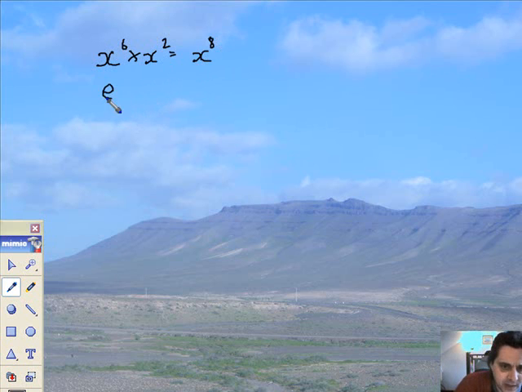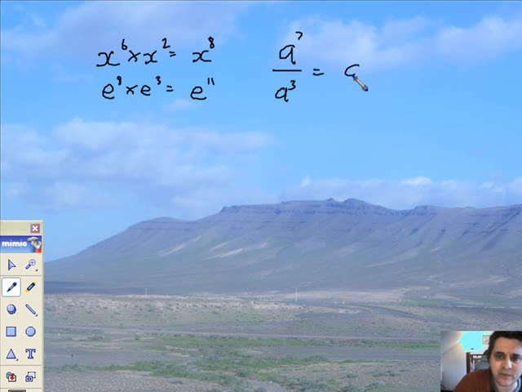Next one, e to the power of 8 times e to the power of 3 makes, well, e to the power of 11. 8 plus 3 is 11. If you divide, apply the same rule as you did with the numbers. 8 to the power of 7 over 8 to the power of 3. Well, 7 take away 3 is 4. A to the power of 4.